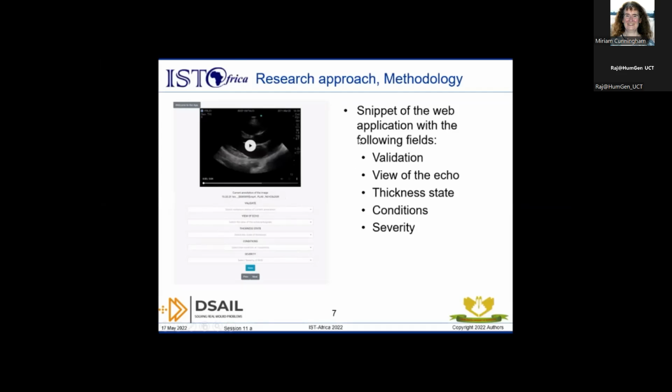And then the first field would be validating the current annotation that we have, and then the expert will give us the actual view of the echocardiogram. Then they tell us the thickness state of the valves. They'll tell us the condition or conditions, it might be more than one, that this patient has, and they'll also tell us the severity of the condition that they have. Then once they click this save button, all of this metadata is saved into a MySQL database, and then they're able to annotate the rest of the images using this next button.